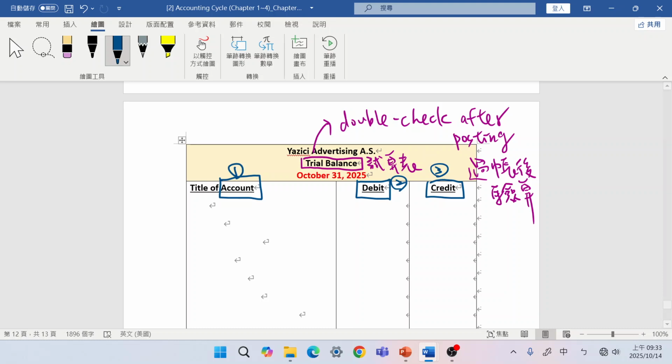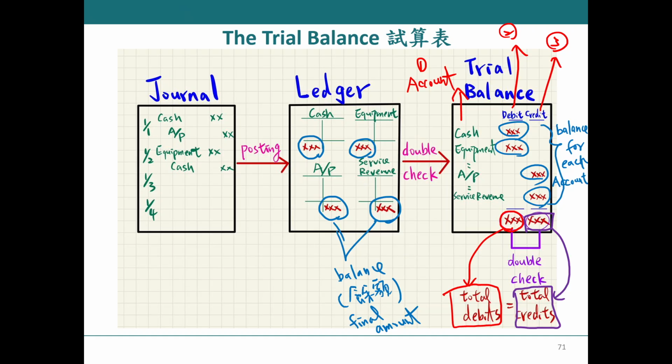So based on your second book, you can copy the data from the T account, your second book. Okay? So take your time. Like this way. Copy the numbers, the balance for each account to your trial balance. After that, add up your total debit columns, add up your total credit columns. Then make sure the total numbers should be the same. Okay?